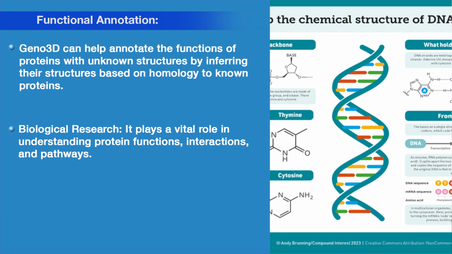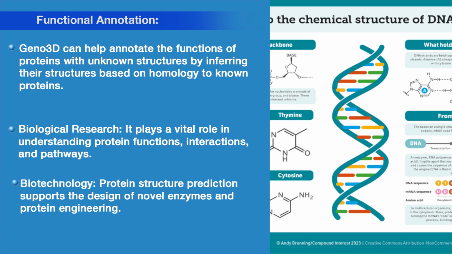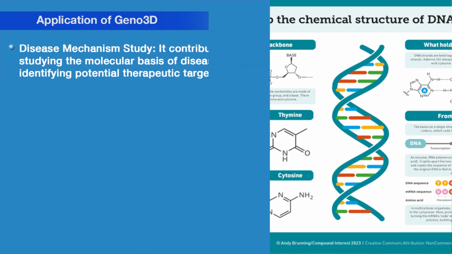Third one is biological research. It plays a vital role in understanding protein functions, interactions and biological pathways. Geno3D helps in biotechnology applications as well. Protein structure prediction supports the design of novel enzymes and protein engineering. Disease mechanism study: specifically in disease mechanism study, Geno3D application is also used. It contributes to studying the molecular basis of diseases and identifying potential therapeutic targets.